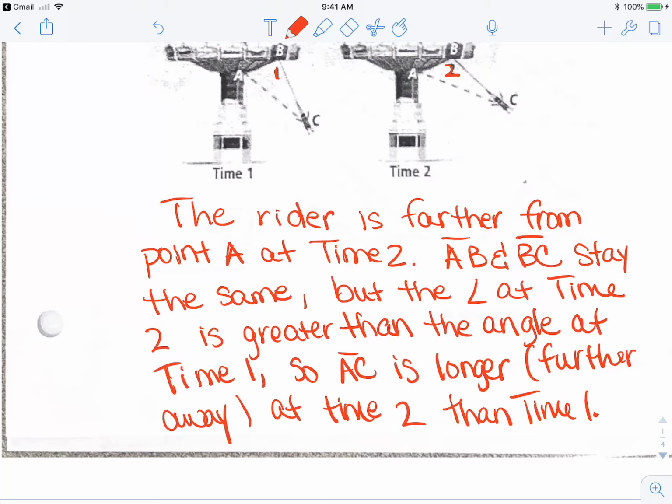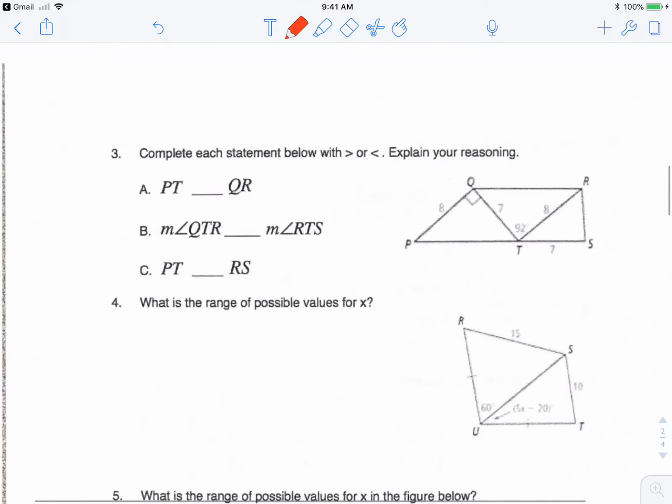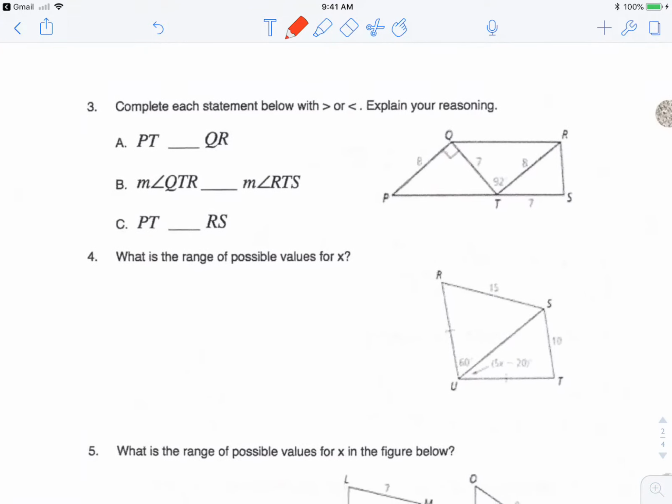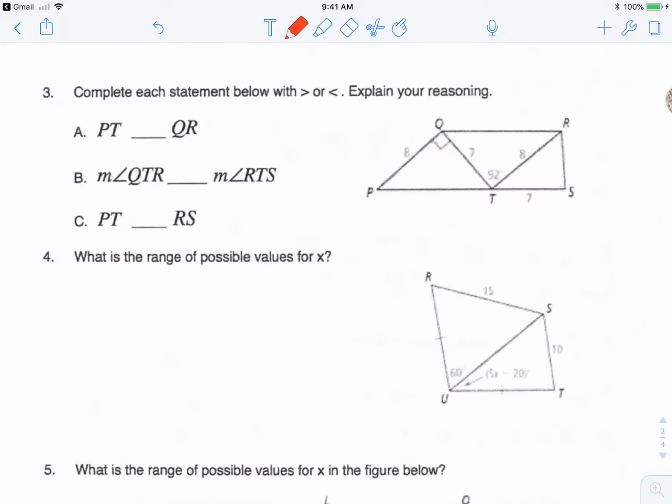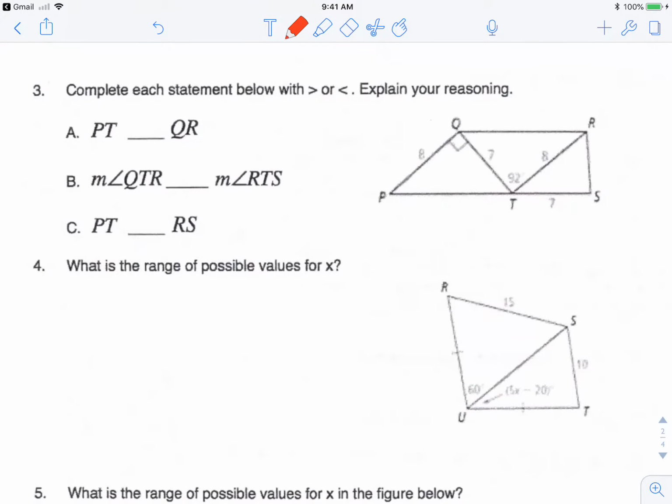All right, let's take a look at number 3. You should be able to see those pretty well on this video. We're looking at PT versus QR. PT is opposite the 90-degree angle. QR is opposite the 92-degree angle. So that means that QR, since it's opposite the larger angle, is going to be the larger side.